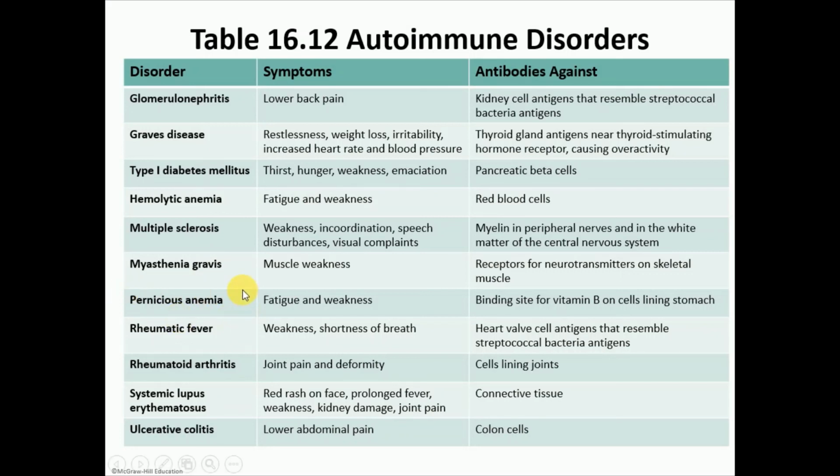Pernicious anemia involves autoantibodies against certain cells inside of the stomach, and we'll talk about that more when we get to the digestive system. Rheumatic fever involves autoantibodies against heart valves. Rheumatoid arthritis, we talked about that; it involves autoantibodies against your joints. SLE, or systemic lupus erythematosus, involves autoantibodies against your own connective tissue, and that's why there is a widespread set of symptoms, because connective tissue is throughout the whole body. Ulcerative colitis would be against colon cells.